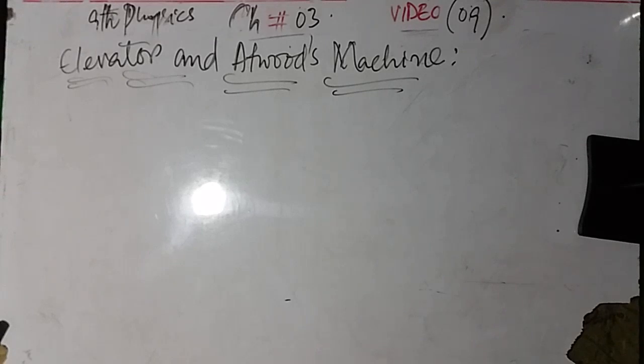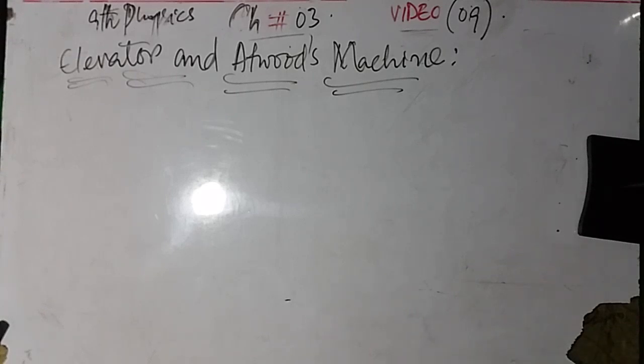It's a practical example of Atwood's machine, in which the supporting cable of the elevator passes over a pulley and then back down to a heavy movable counterweight. Gravitational force is acting downward and the counterweight creates tension in the cable. So just as we discussed in the Atwood's machine, the same acceleration and tension in the string are created.